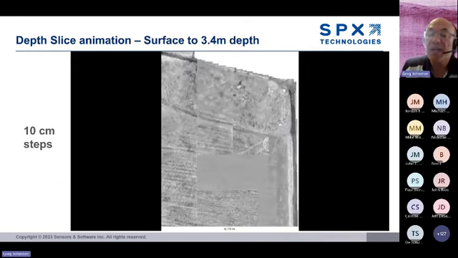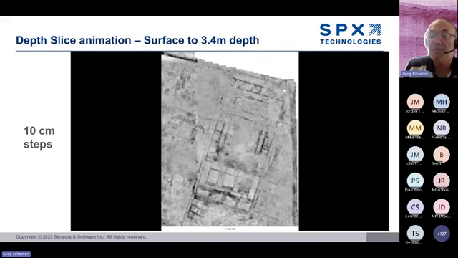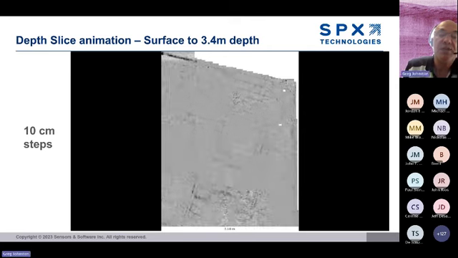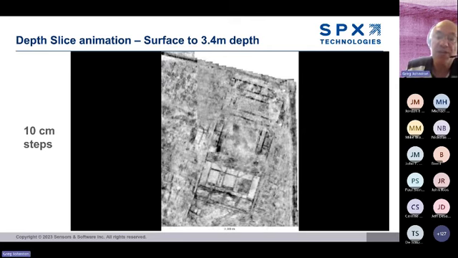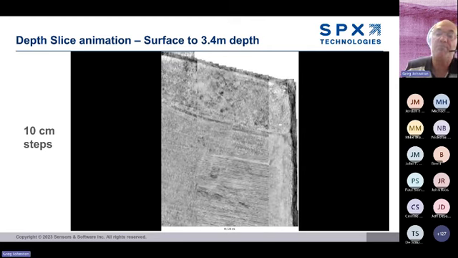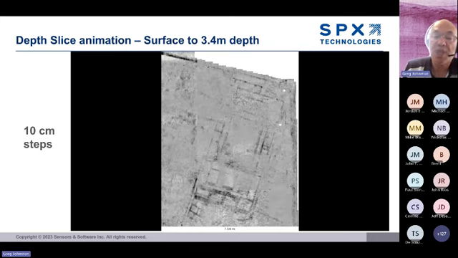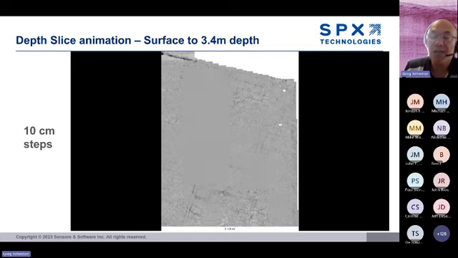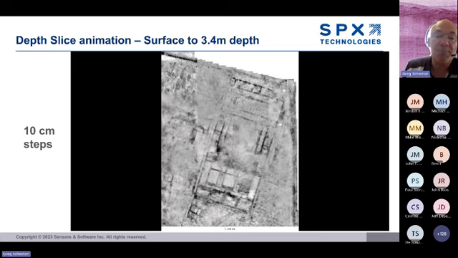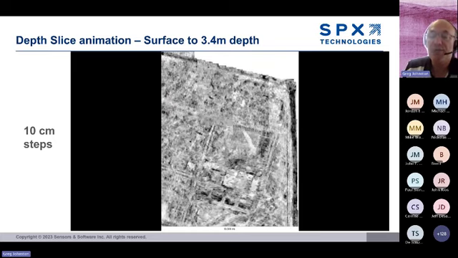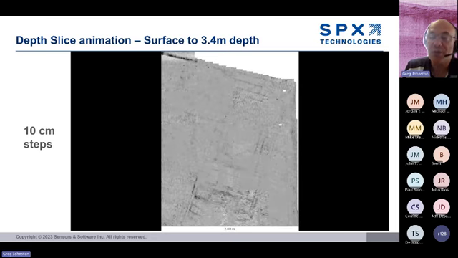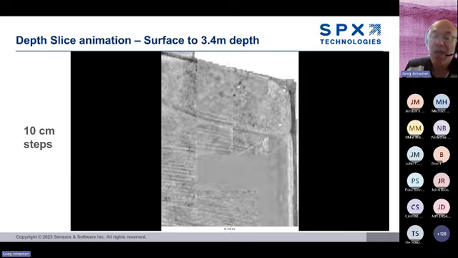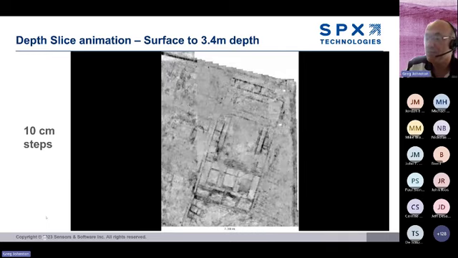Here's the depth slice animation from the surface to a depth of 3.4 meters. So each slice is 10 centimeters deeper. So there's 34 frames in this animation. You can watch this animation over and over again and see new features every time. Walls, interior walls, curved walls, doorways, changing floor materials, and my favorite feature.